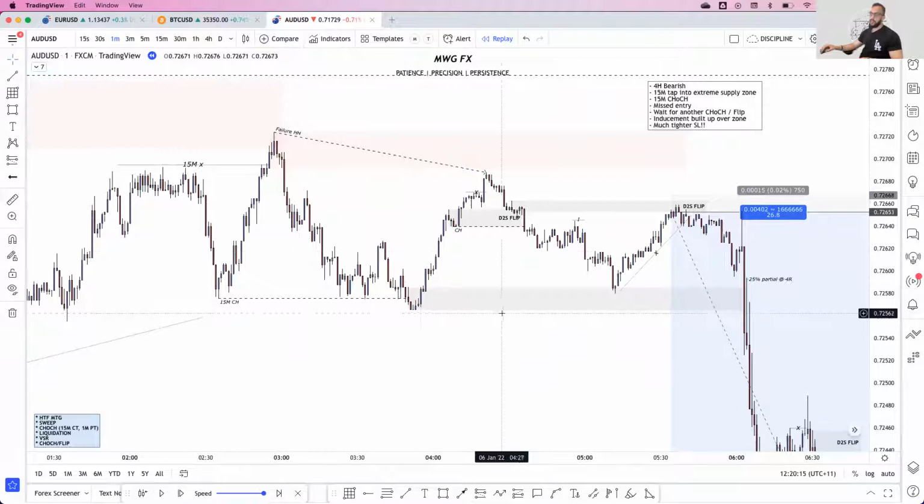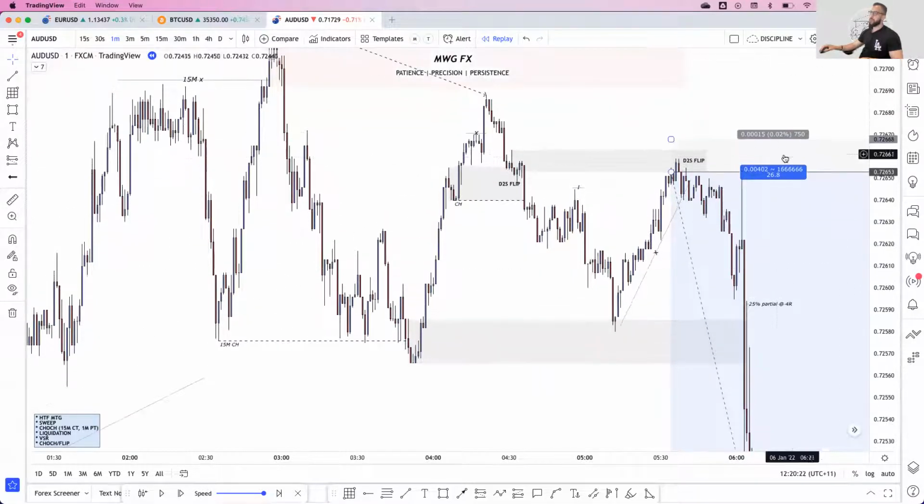We would have had a 15-minute CHoCH again. We've had a failure to print a higher high. We've had another CHoCH inside here along with a flip. So that's just further confirmation that we can enter with a limit off of this supply zone here. So I just wanted to record that just for myself.